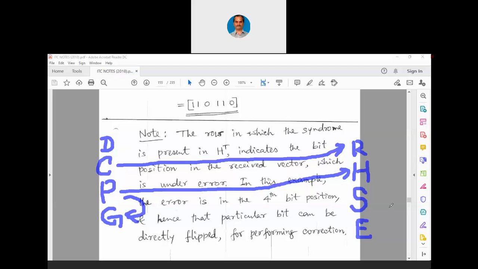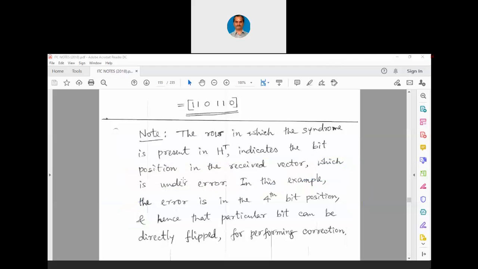Now always syndrome and error vectors are single row, even this received vector is single row, even the data vector is single row, even the code vector is single row. Whereas parity matrix, generator matrix and this Hamming matrix, they can be having multiple rows and multiple columns. Please recall all that.